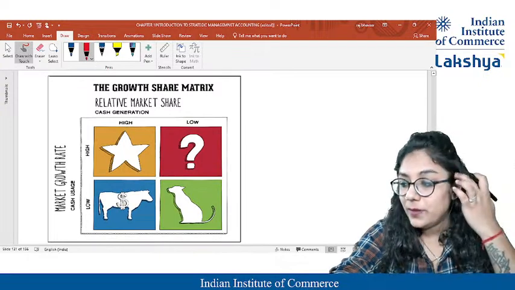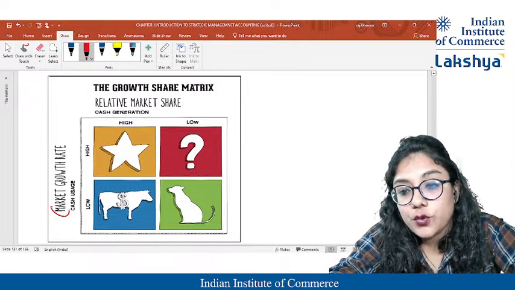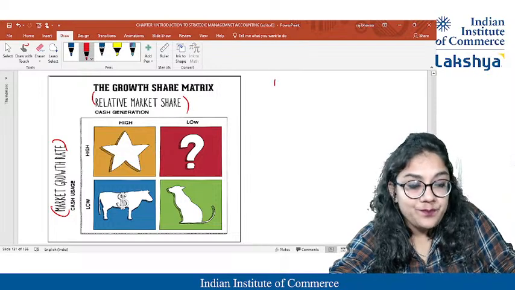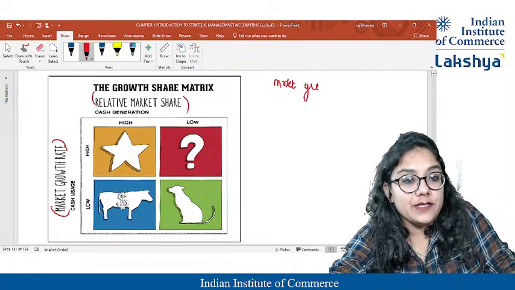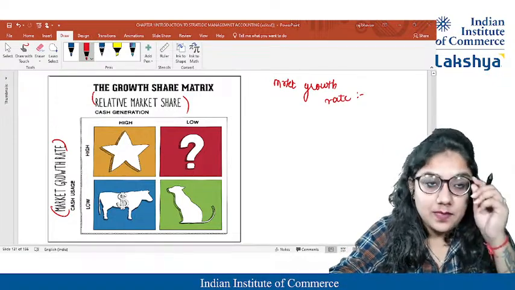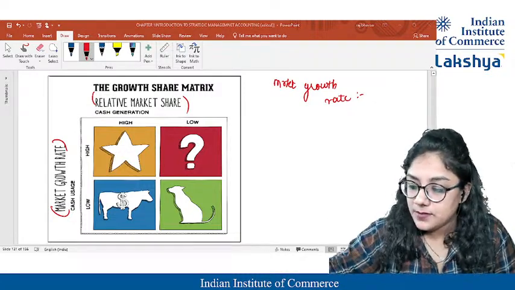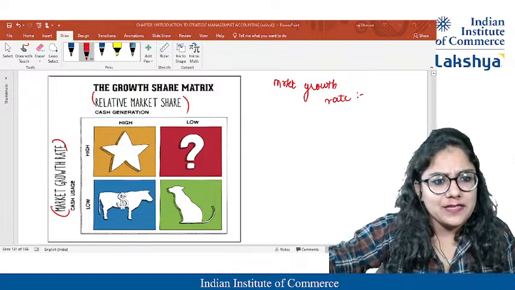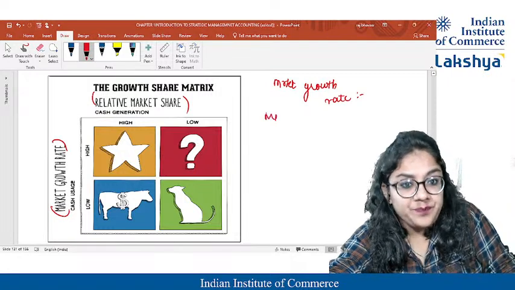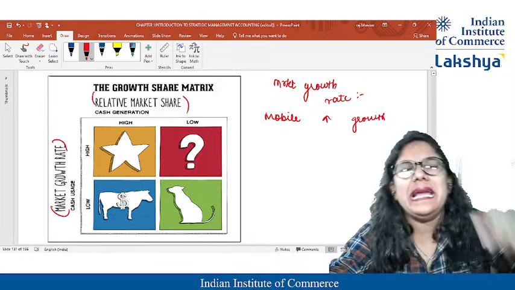The axes are known as market growth rate and relative market share. Let's say I tell you the market's growth rate is superb. For example, the market today is growing superbly in the mobile industry. Can I take the mobile industry as an example? Okay, let's say the mobile industry. I feel that in the mobile industry, the growth in the market is superb, so high growth.